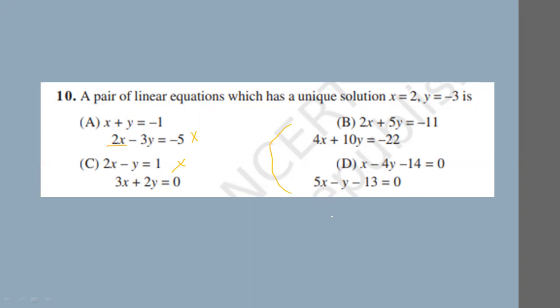So if it has a unique solution, then a1 by a2 not equal to b1 by b2. So in first case you can see that 2 by 4 equal to 5 by 2, which is equal to 1 by 2. So this could not be the answer for this question. So ultimately the option D will be correct.